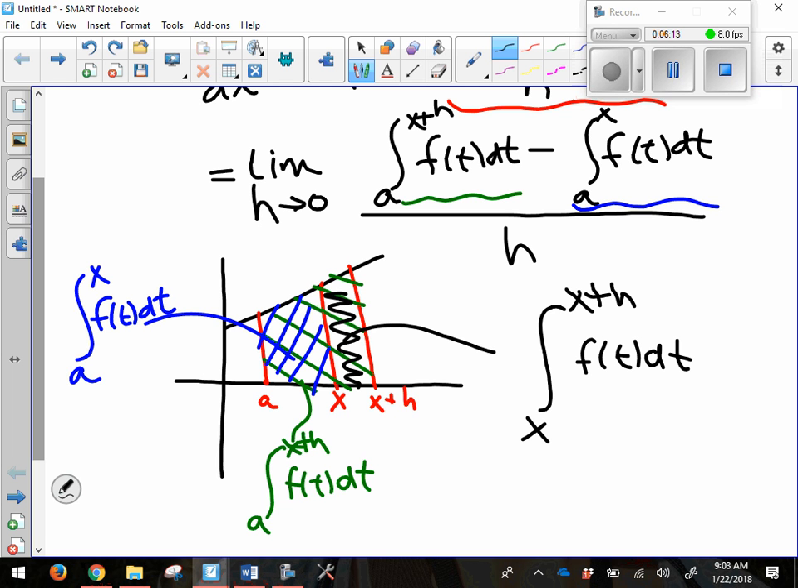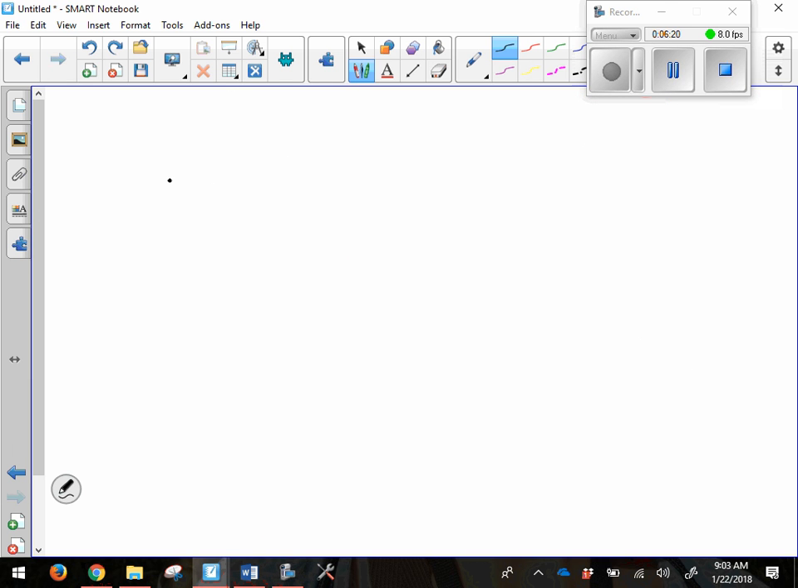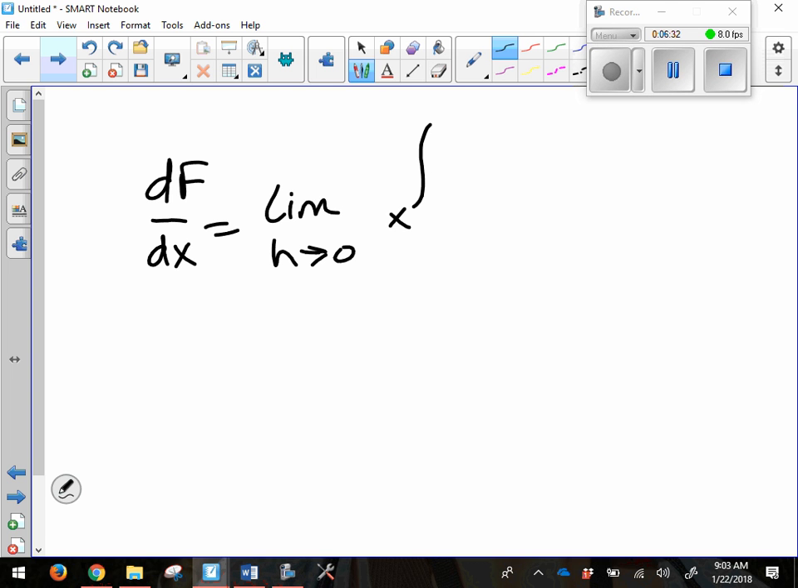All right, we good? Everybody got what they need? So, again, I have dF/dx, limit as h goes to 0. And now the difference between my integrals has become the integral from x to x plus h of f of t dt. Does anybody know what that is?